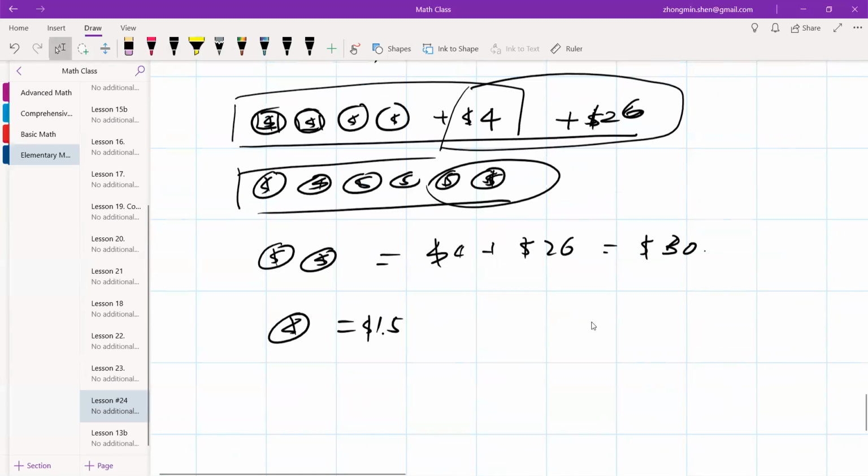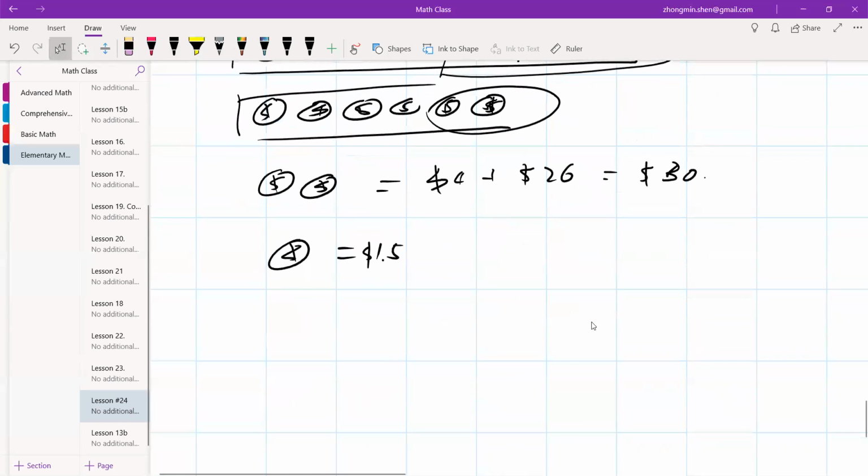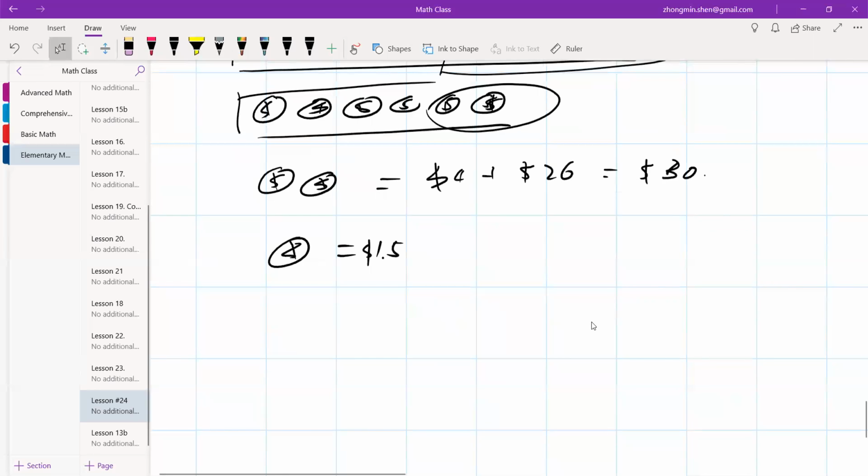There's another complicated problem. Let's try this. The next one is not that complicated. Let's see. So here, Alice has 10 pieces of paper, right?